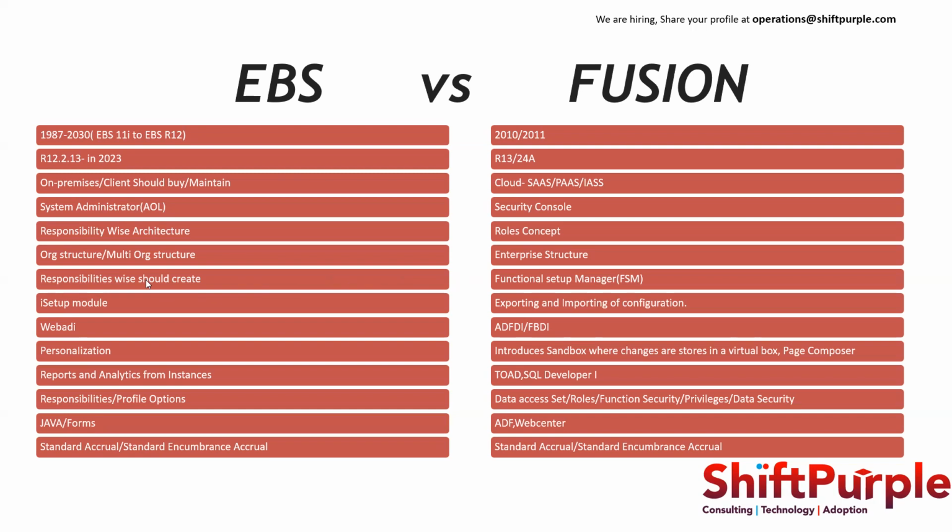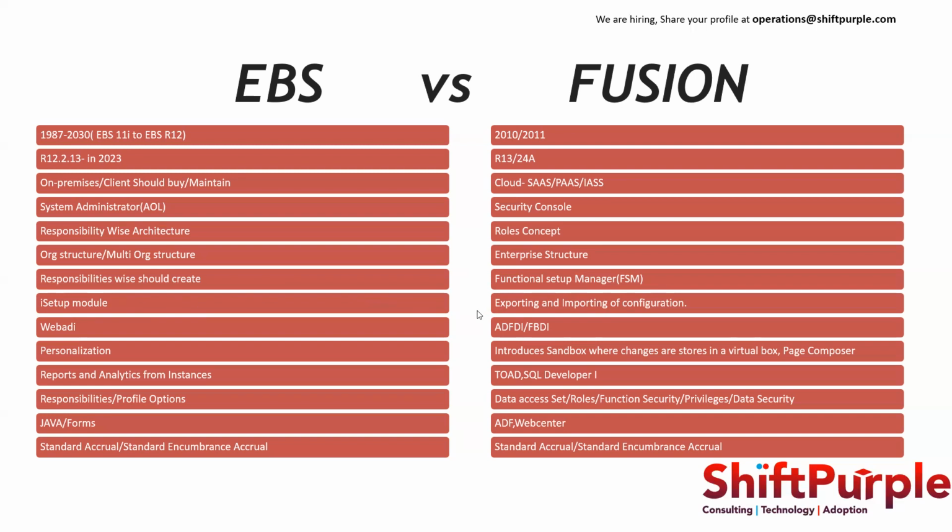We have to do some setups, so we go to various responsibilities: the procurement responsibility, then we go to its setup, the payables responsibility, then we go to its setup. But in Fusion we have the functional setup manager. We just select the offering, and under that offering we can complete all setups using these FSM, functional setup manager screens. We have the iSetup module in EBS to quickly do the setup and migrate the setup from one instance to another. Then in Fusion, we have export and import of the configurations.